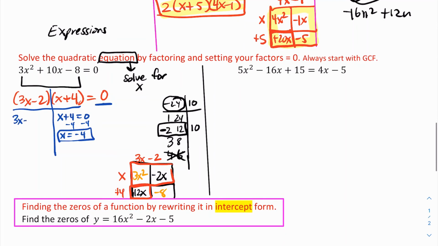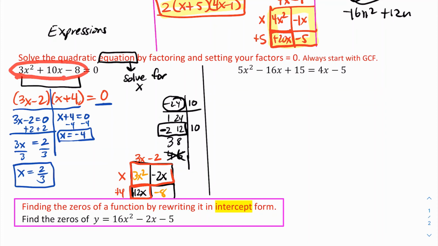For this one, we have 3x minus 2 equals 0. So we're going to get a fraction answer whenever you have a number in front of the x. So we're going to add 2. So 3x equals 2. Divide by 3, so x is equal to 2/3. Okay. Now, I didn't state that we really should have looked to see if these have a greatest common factor first. They don't, because 3 and 10 and 8 don't have anything in common, but we should have checked that first.